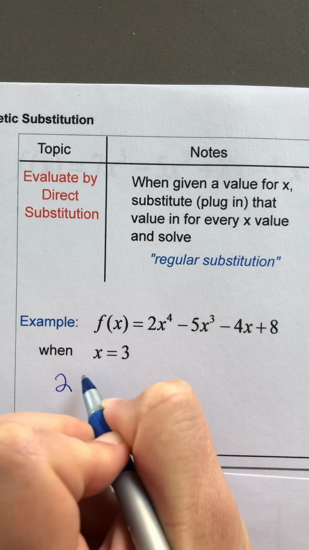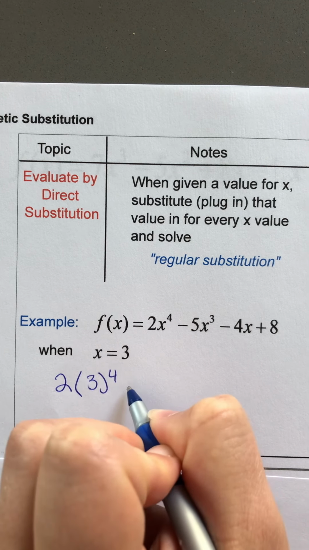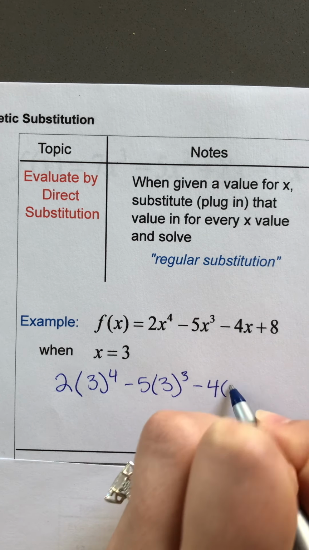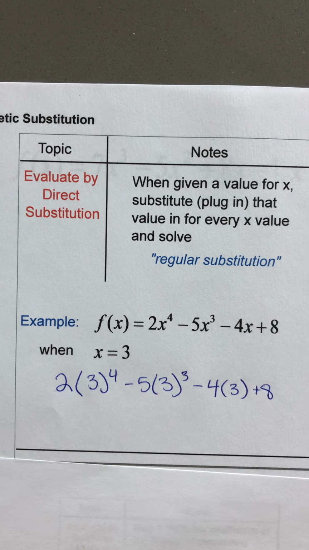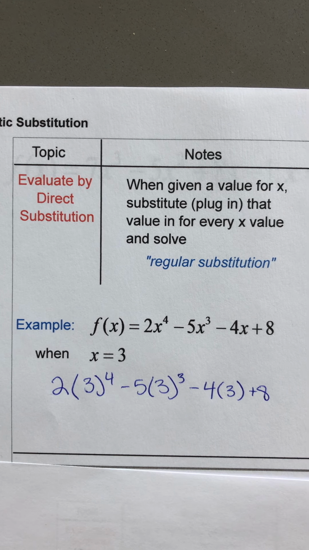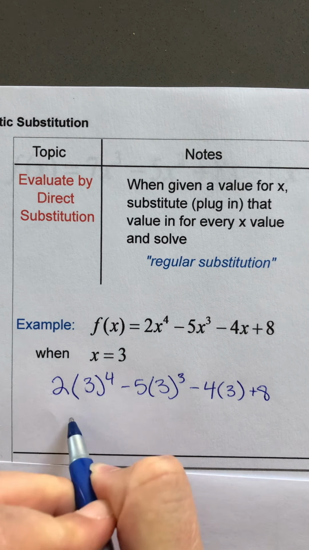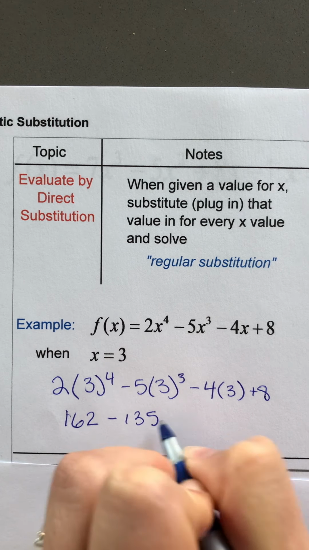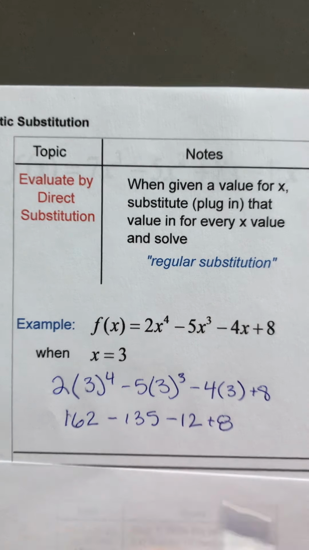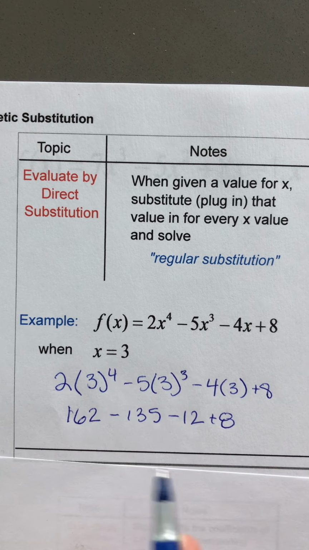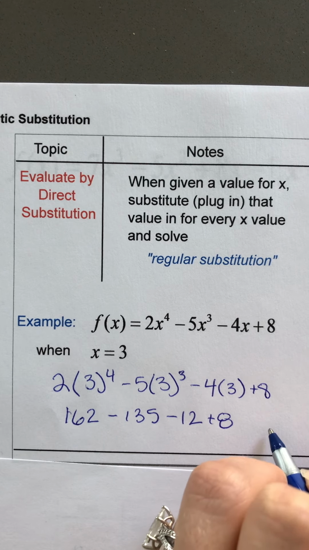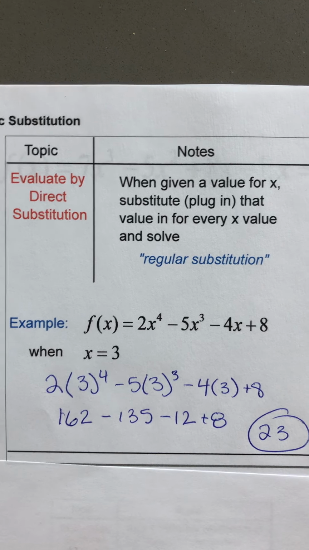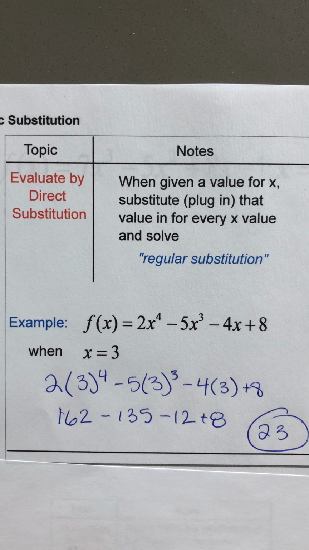So we rewrite it as 2 times 3 to the fourth minus 5 times 3 cubed minus 4 times 3 plus 8. You can plug this into your calculator. You can simplify it by hand. Either way, we end up with 162 minus 135 minus 12 plus 8. So I simplified each little piece here. And when we get it all together, we end up with 23. So that is direct substitution. Again, something you've probably seen before. You may not have called it exactly that.